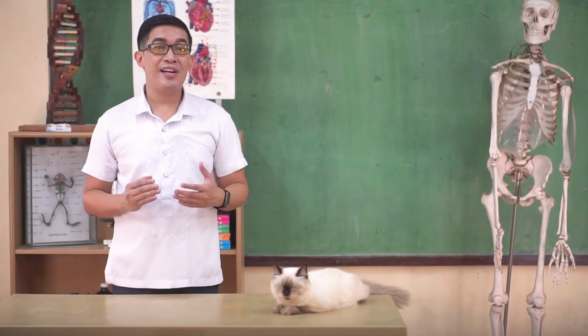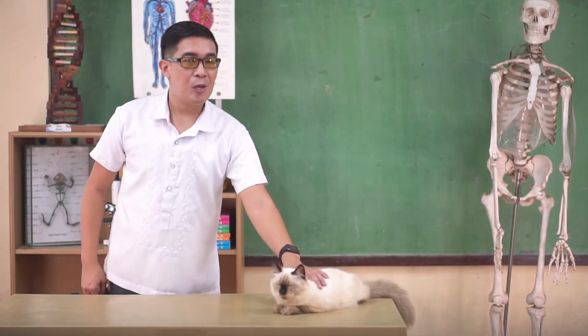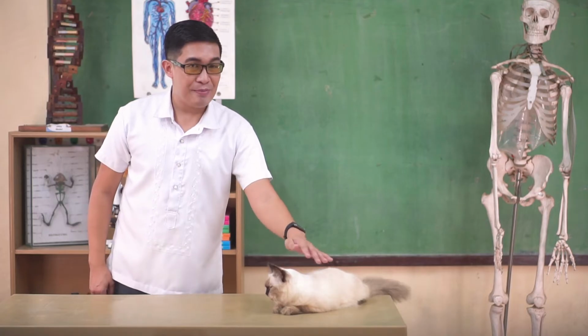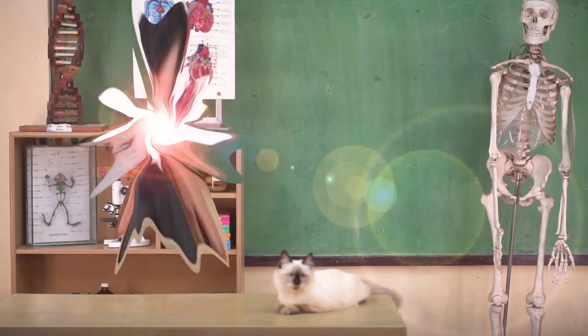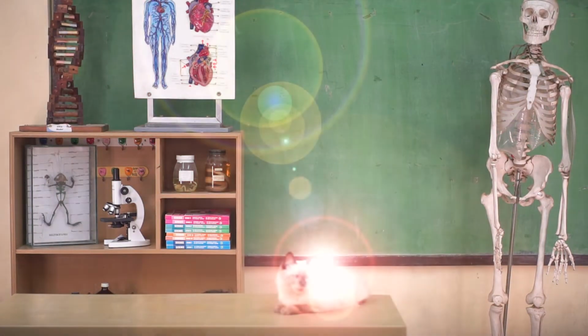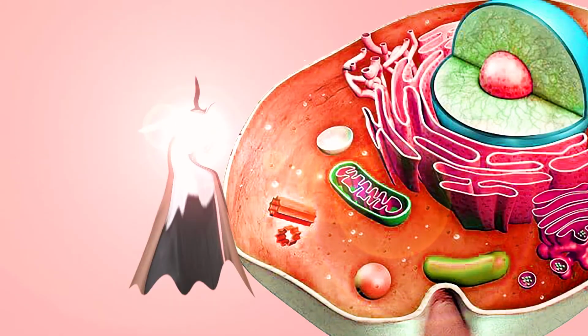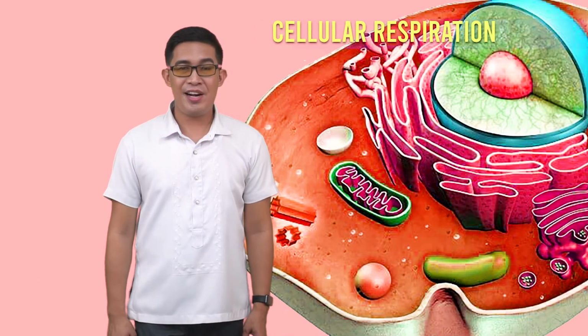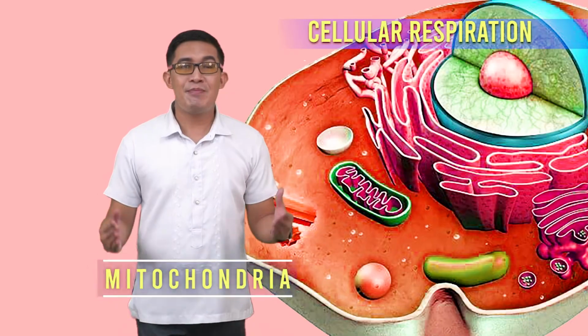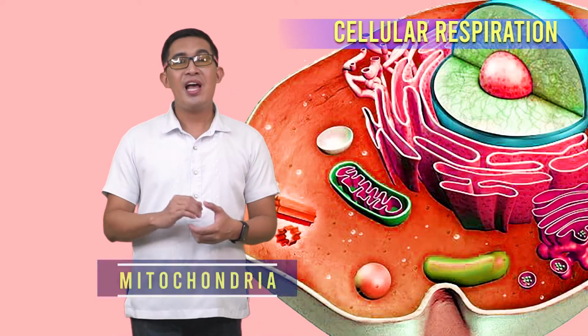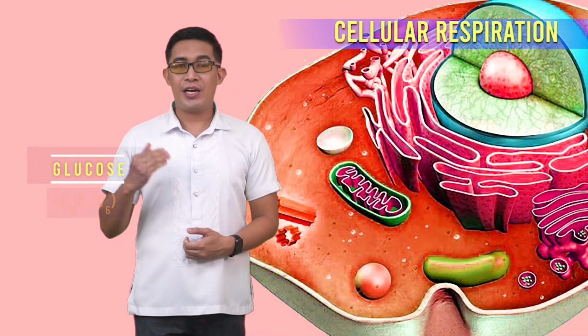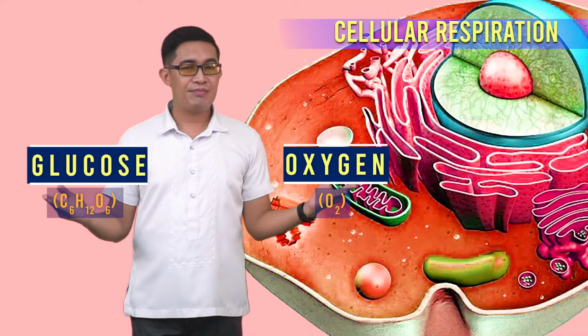How does cellular respiration take place? Let us look closely inside the animal cell. Cellular respiration takes place in the mitochondria of the cell. The raw materials needed are glucose and oxygen.